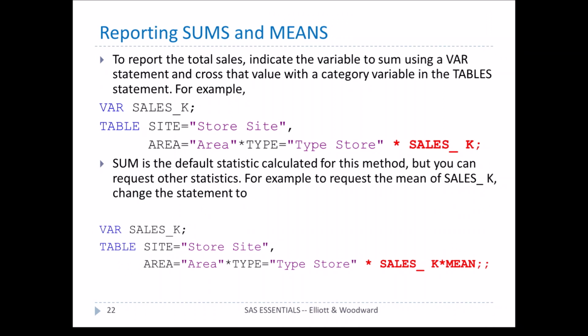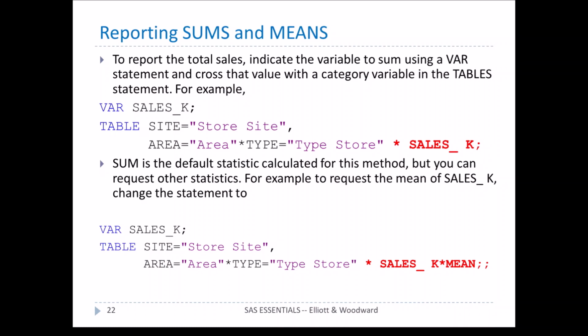Now we can also report sums and means in the various columns and rows. To report the total sales, indicate the variable to sum using a var statement and cross that variable with a category variable in the table statement. For example, here we have var sales in K, sales in thousands, and here we have the table statement, table, site equals store type, area, and we have area, type equal type store, and then times or by sales K.